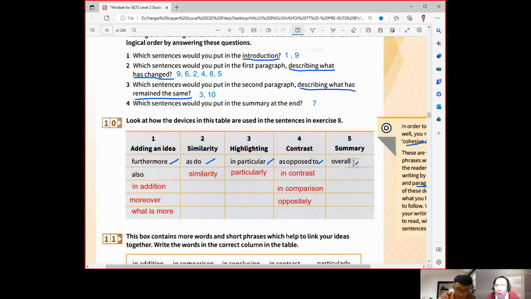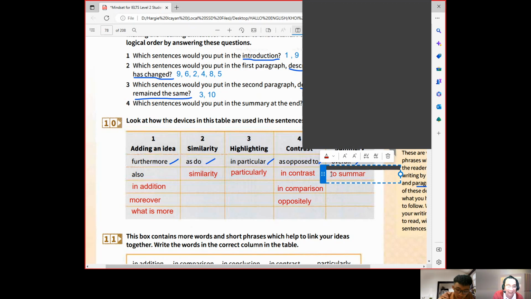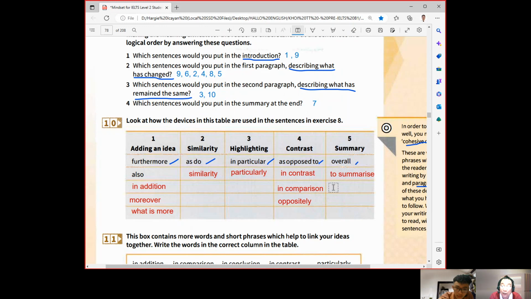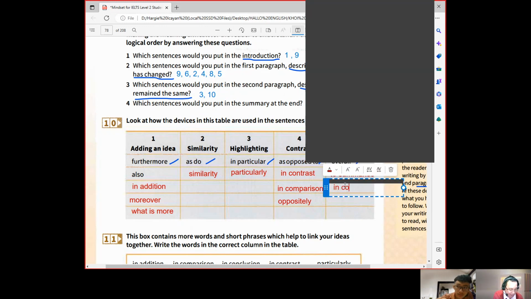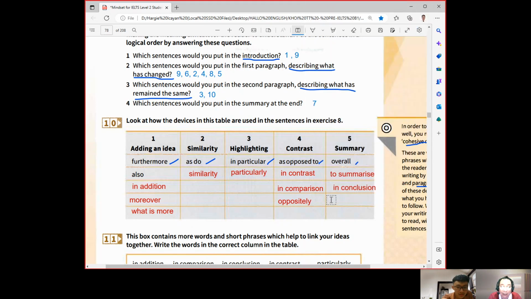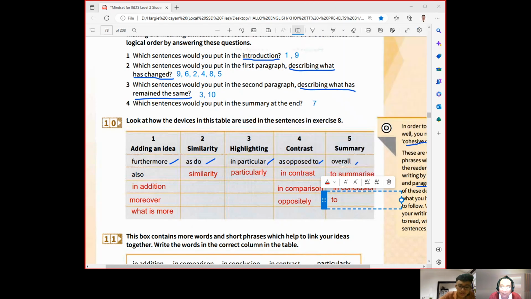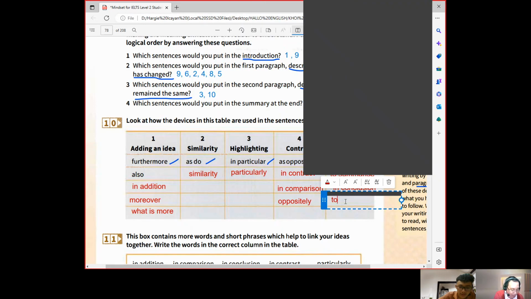What about for summary? Aside from overall, do we have a lot? To summarize. What else? Aside from to summarize, in conclusion, in summary, overall, to sum up. Okay, to sum up. That's correct. Okay, what else?